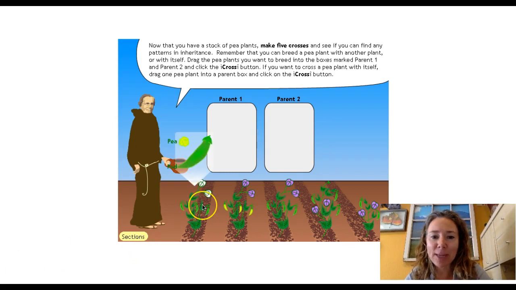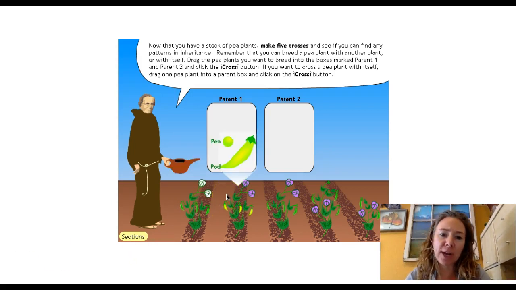So in his experiment, he looked at a lot of different traits, from pod and seed color and flower color to shape and size and whether a seed is wrinkly or smooth. We're going to look at one trait at a time. We're going to call that a monohybrid cross. But keep in mind that these rules apply to all of the different traits.